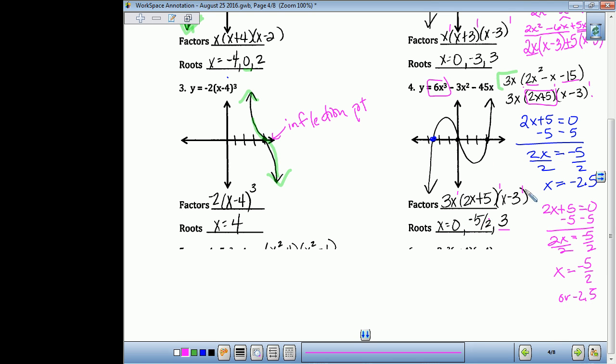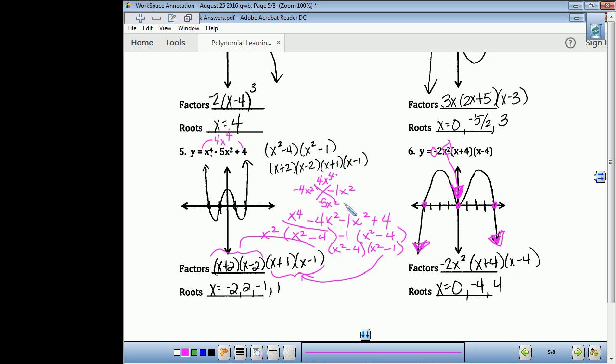Okay, first power, passes through, no squiggle. No inflection points at any of the x-intercepts.